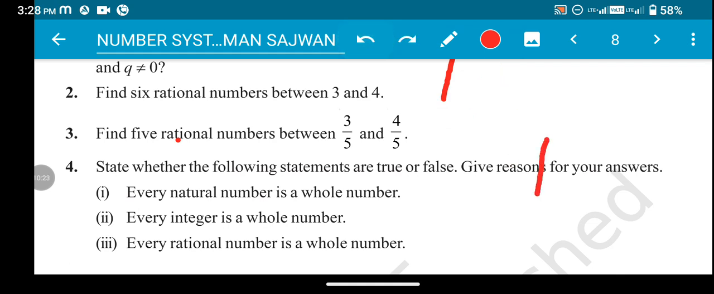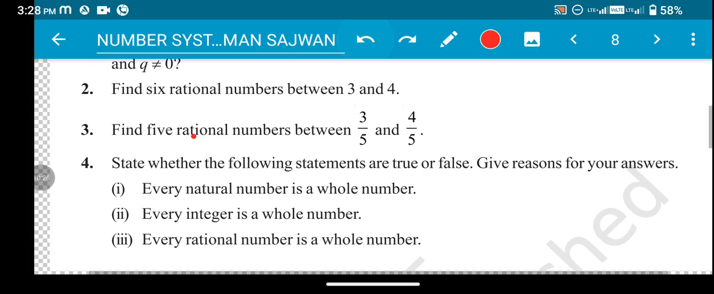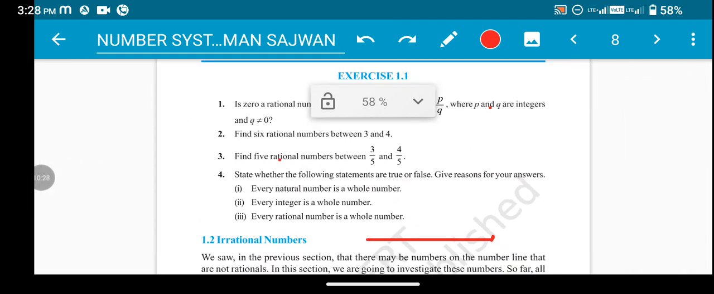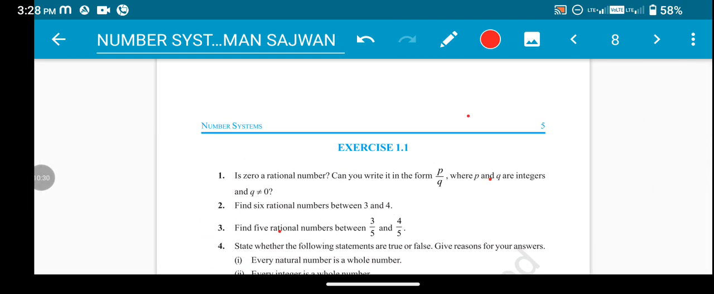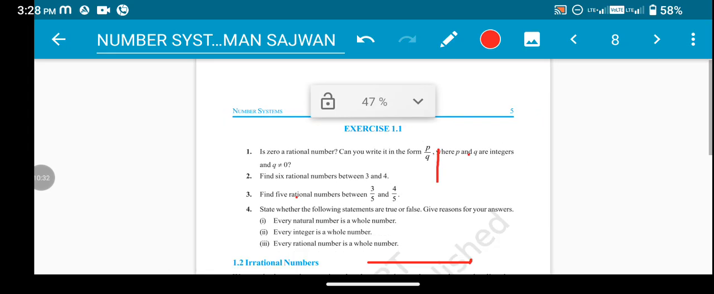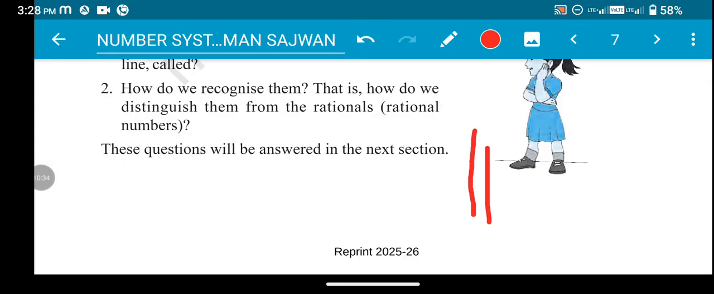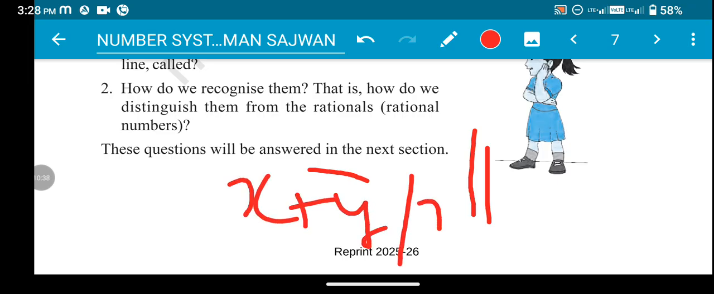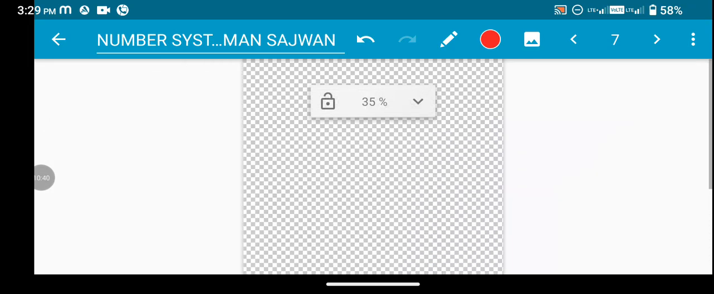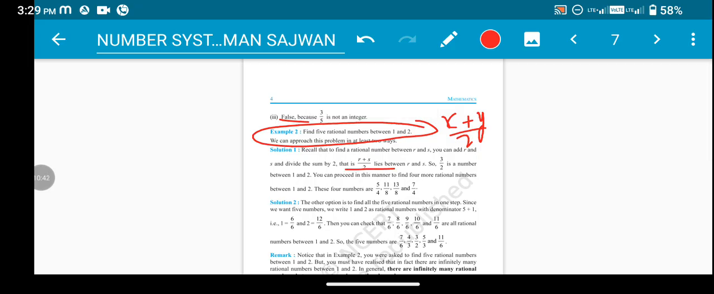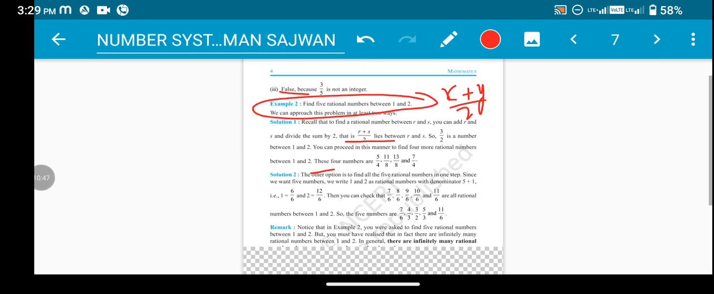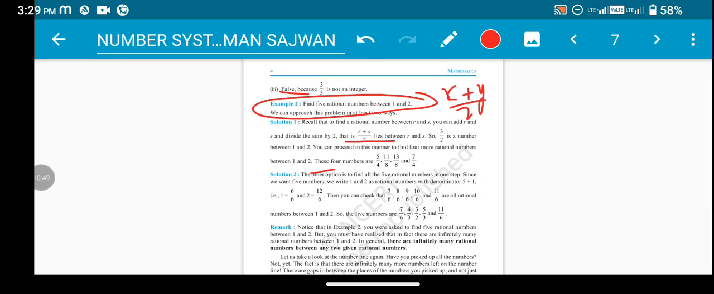Question about rational numbers: finding 6 rational numbers between 3 and 4. What we see is the formula x plus y upon 2, here r plus s upon 2. You can say we are doing this only. There are two methods of doing this.